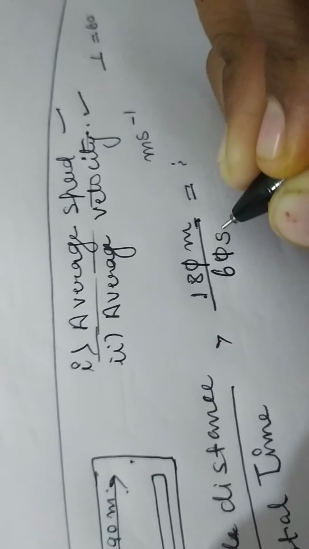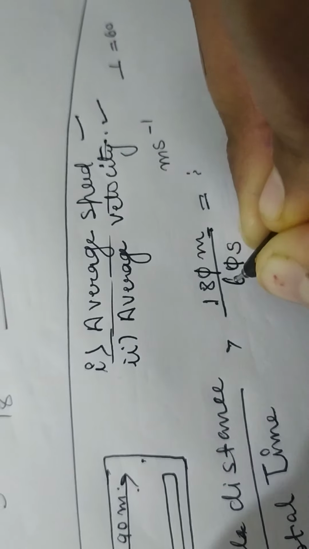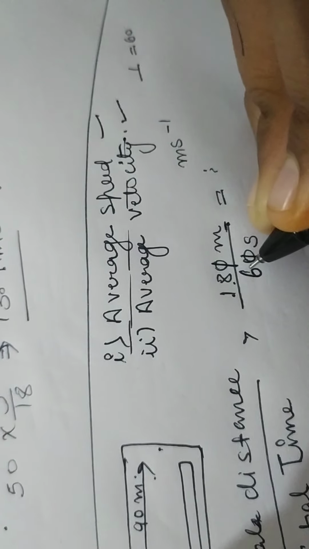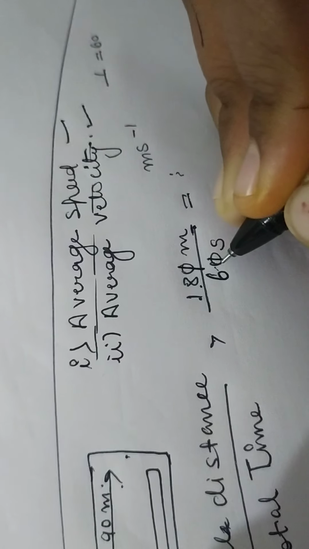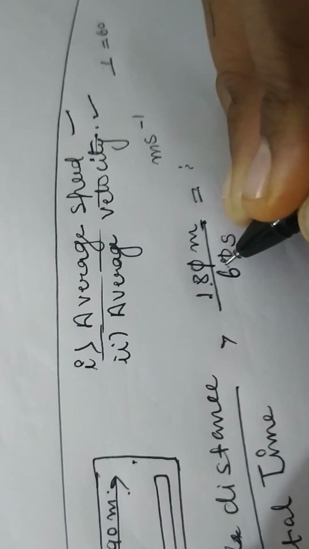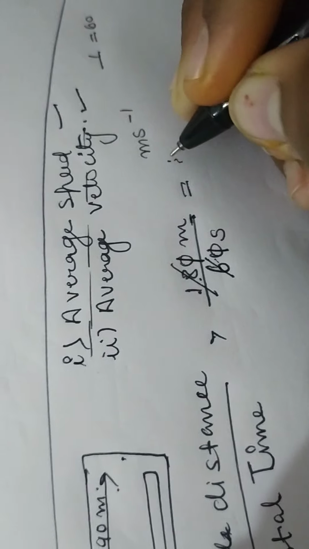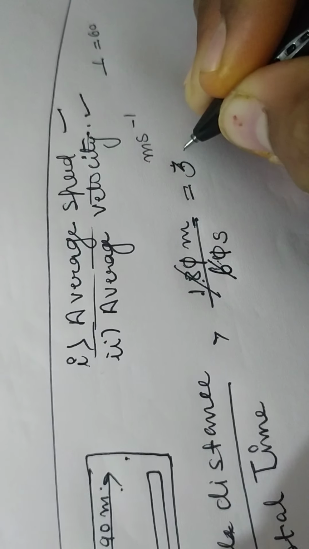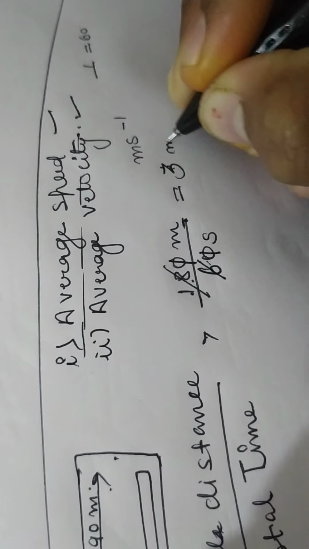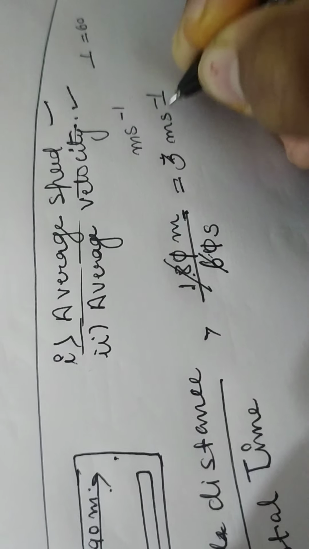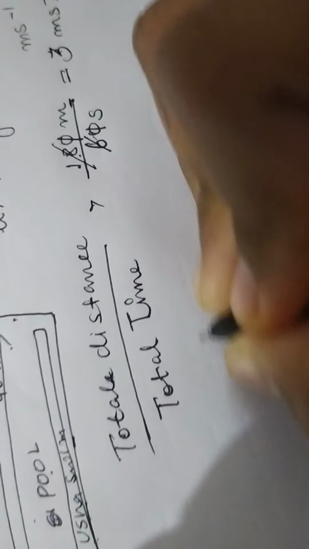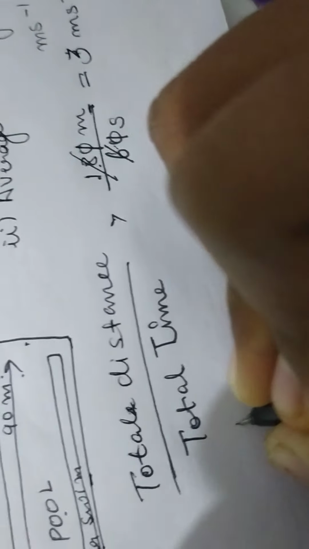We get 0 से 0 कट जाएगा. 6 की टेबल 6, 18 6 से कट हो सकता है because it is divisible by 6. 18 is divisible by 6. So what do we get? 3. 3 is our answer. 3 meter second minus 1, meter second minus 1 is our unit. And next we are going to find average velocity.